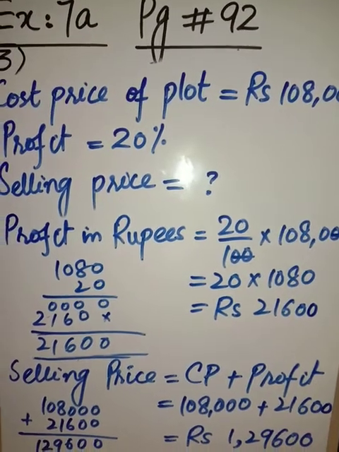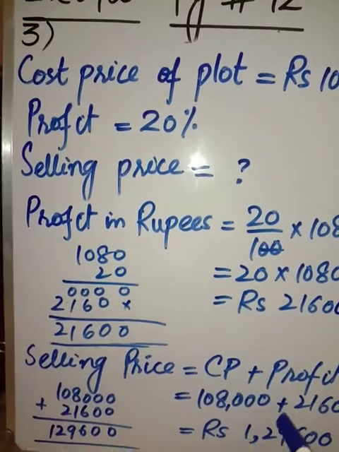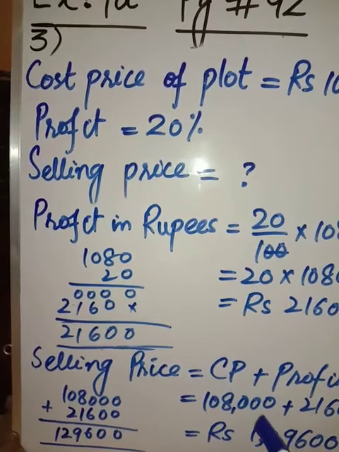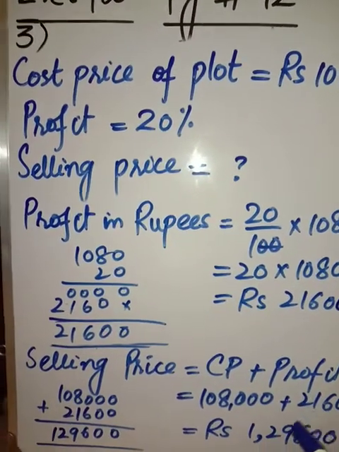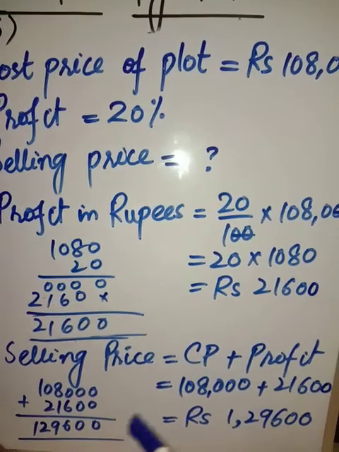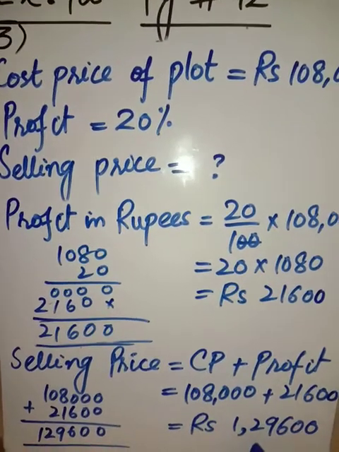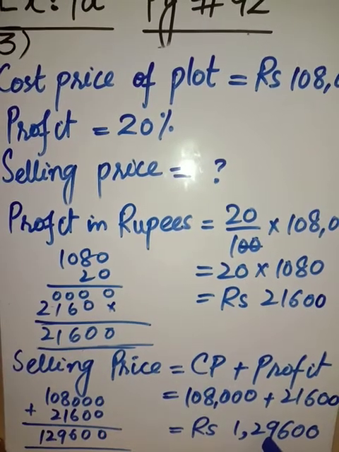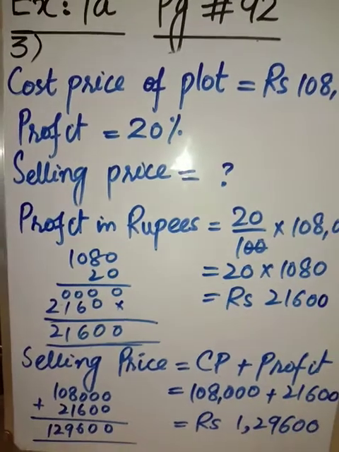So what would be the selling price then? Mr. Arsalan takes the cost price also along with the profit. So you have to add the cost price and the profit. By adding the cost price and the profit, you will get 1,29,600. So the selling price of that plot would be 1,29,600. Hope you understand that.